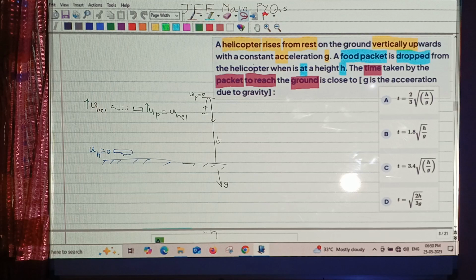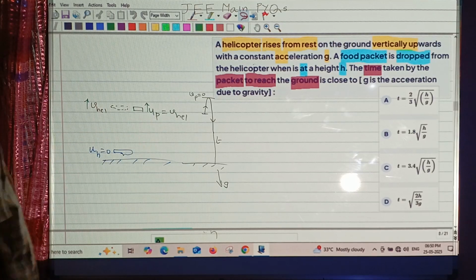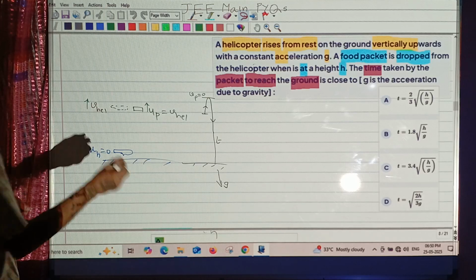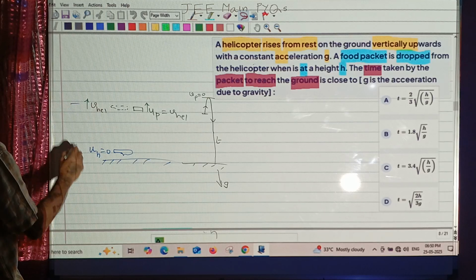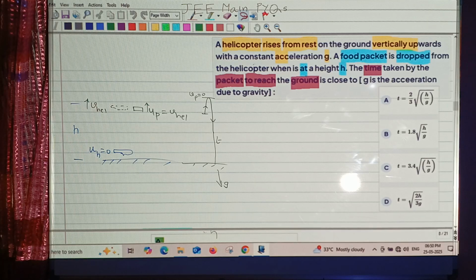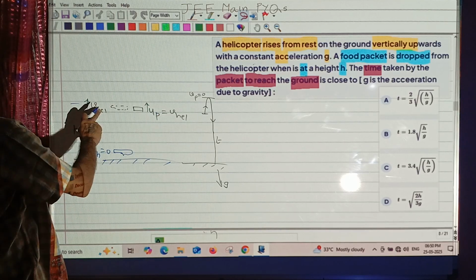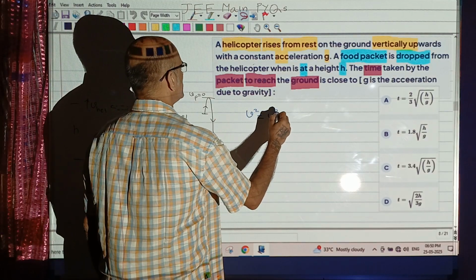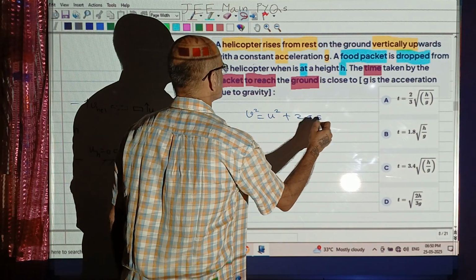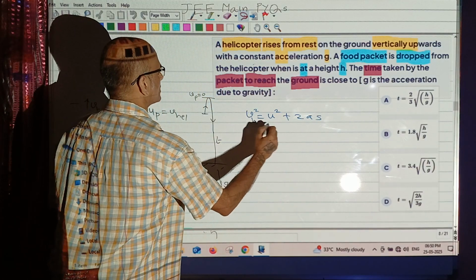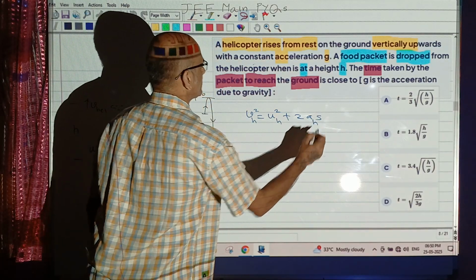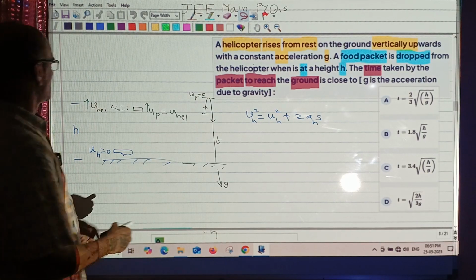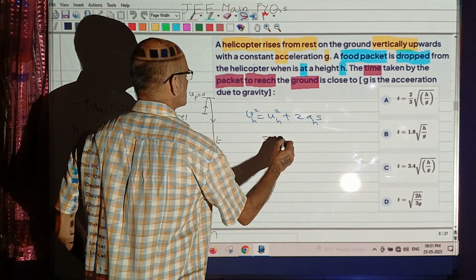So you have to use the equations of motion. First, you have to get this initial velocity of the packet. Once that is known, the time is known in terms of h, this height h from here to here. So to get the initial velocity of the packet, or the final velocity of this helicopter, we can use this one: V square equal to u square plus 2as. This is for the helicopter. Initial velocity of the helicopter is 0 because it starts from rest. So the first term is 0.